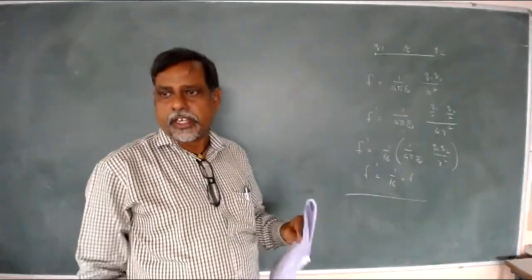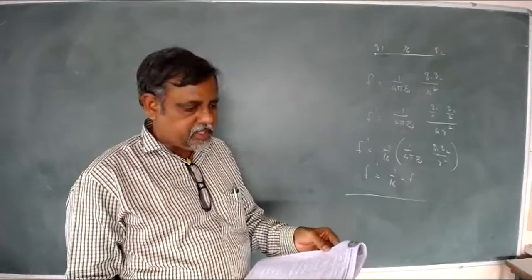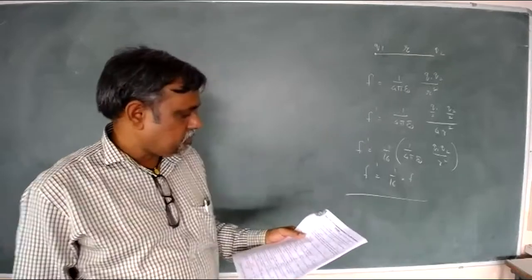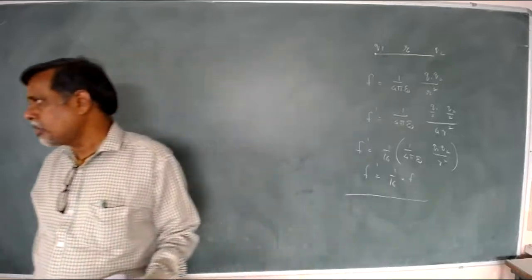So option D is correct. Option D is correct, F by 16. Come on, note it down.